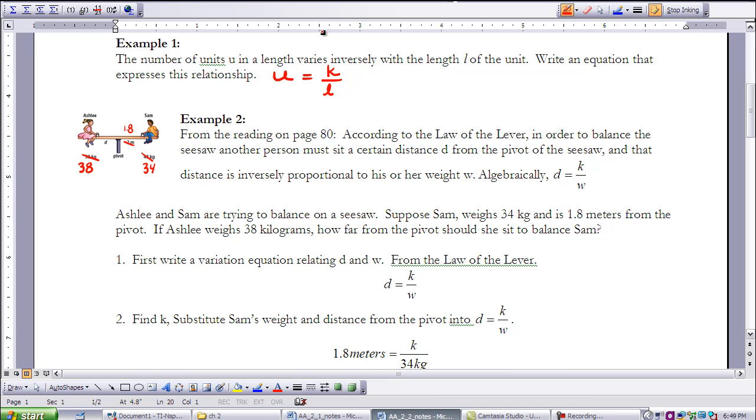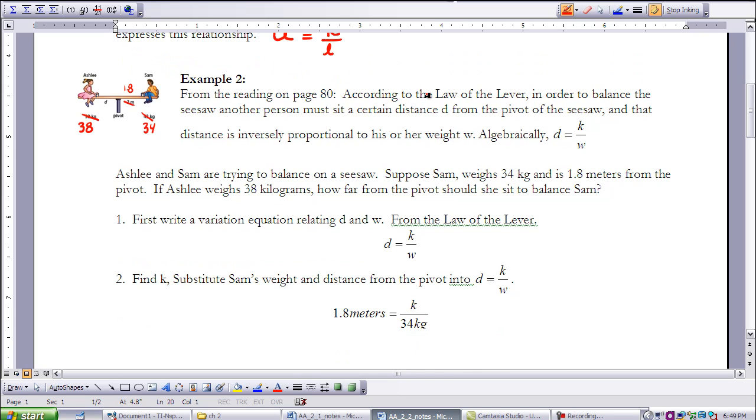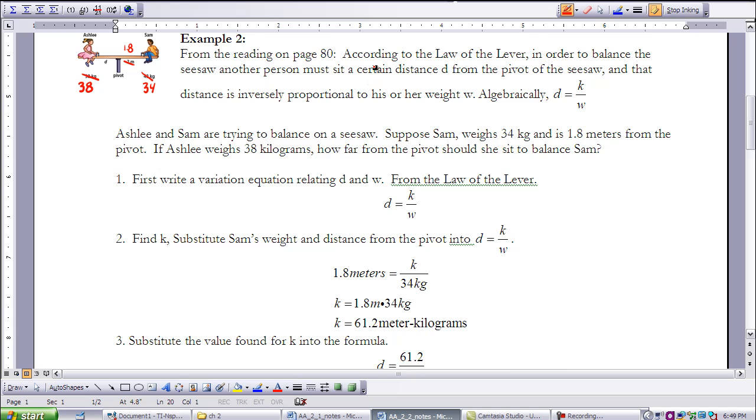In example 2, it comes directly from your reading on page 80. According to the law of the lever, in order to balance the seesaw, another person must sit a certain distance from the pivot of a seesaw, and that distance is inversely proportional to his or her weight w. Algebraically, d equals k over w. Now we're going to do a problem that is similar to the one that you did in your reading. I've taken the picture from that problem, but I've adapted it to this new problem.